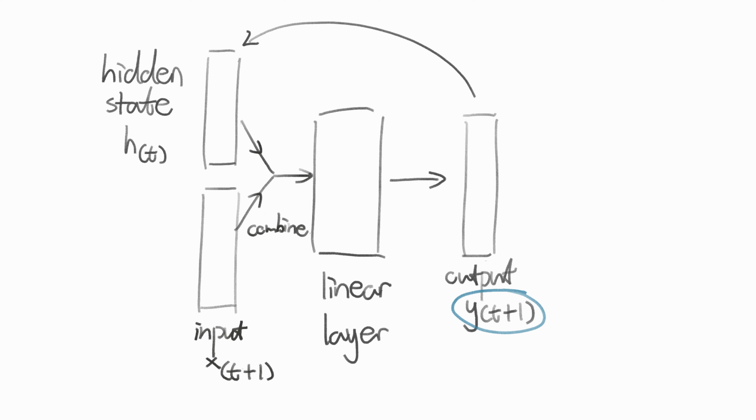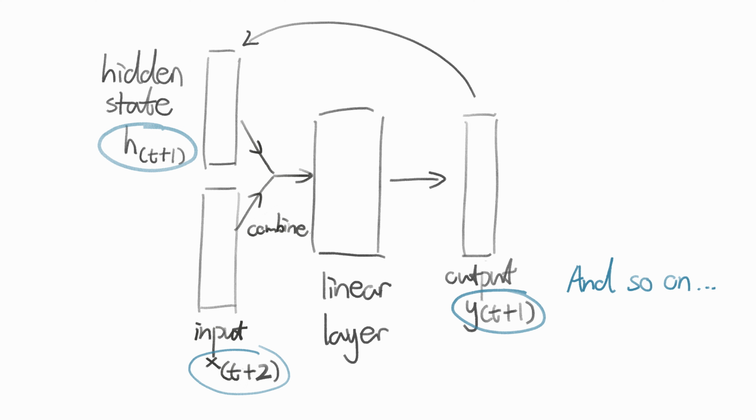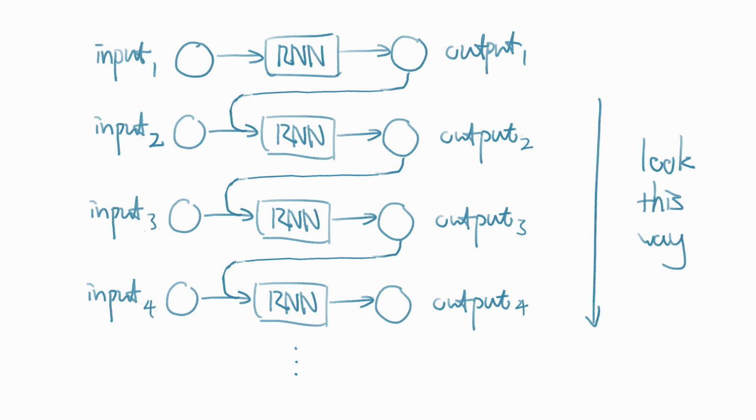This y_{t+1} is then called h_{t+1}, which again we use together with the input of x_{t+2}, and so on. In essence, this layer's outputs are being reused as inputs to combine with future inputs to create its future outputs, hence a recurrent neural network.